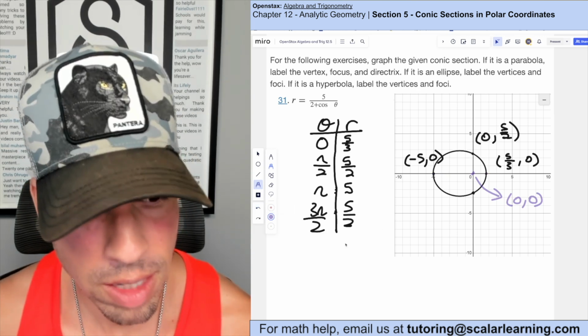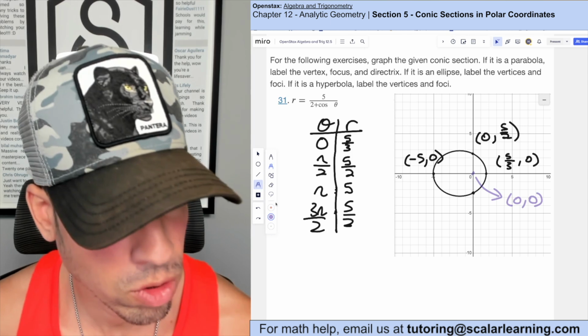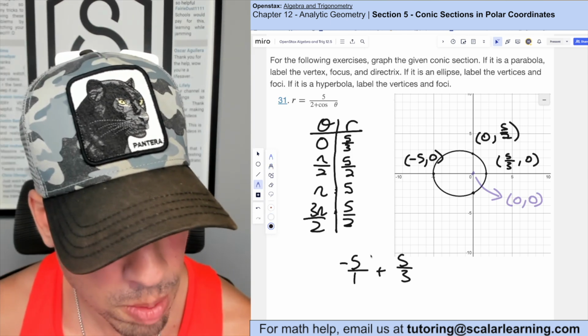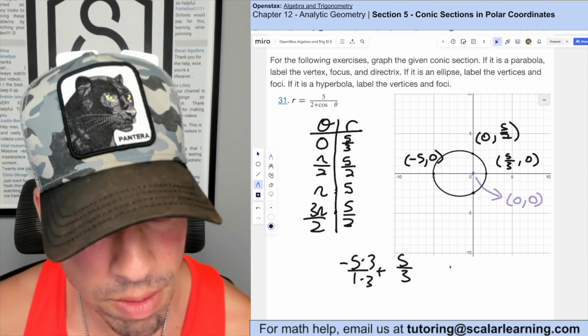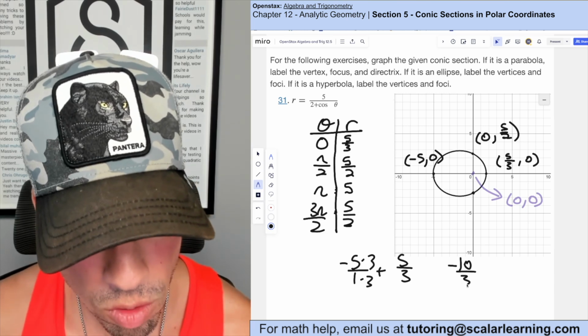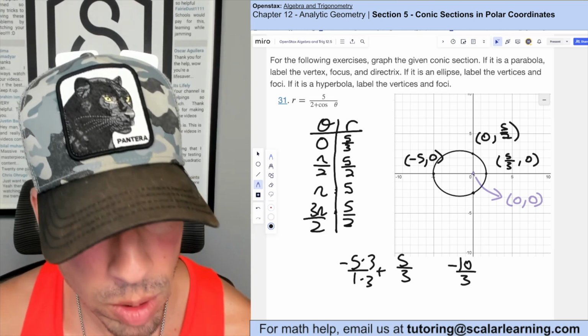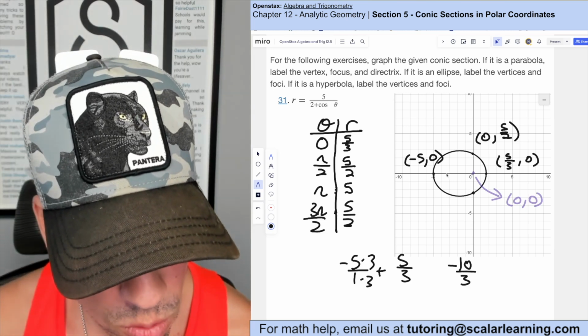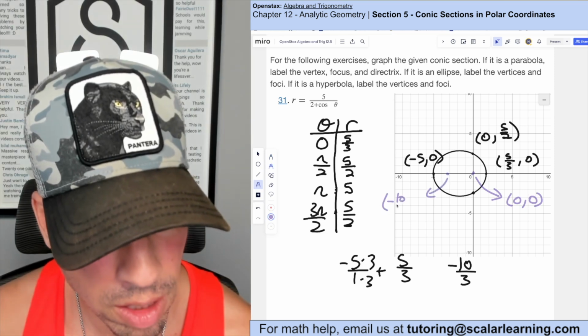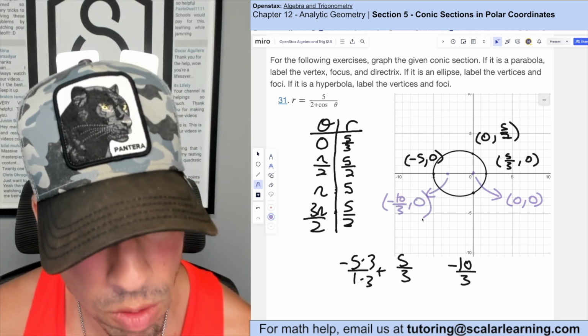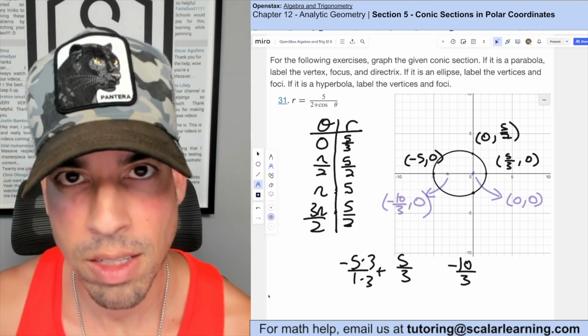So we can say it's -5 plus 5/3. And to get common denominators, multiply this by 3 over 3. And that's -15 plus 5 is -10 over 3, which is -3 1/3. So it's about, here's 3, here's 1/3. So we got the other foci at -10/3, 0 as a rectangular coordinate. That's how you do it.